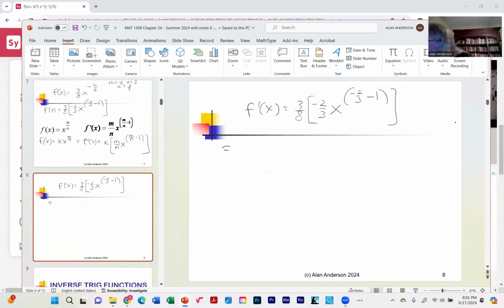So now when you multiply 3/8 by -2/3, you get -6 over 24. Up here, you're going to need a common denominator. And 6 over 24 is just 1 over 4. So we'll rewrite this as -1/4 x to the minus 5/3.